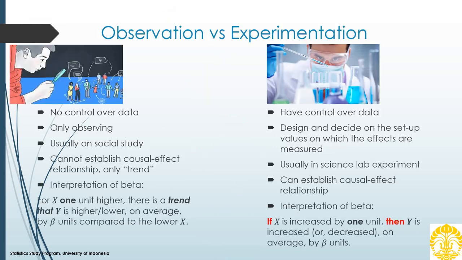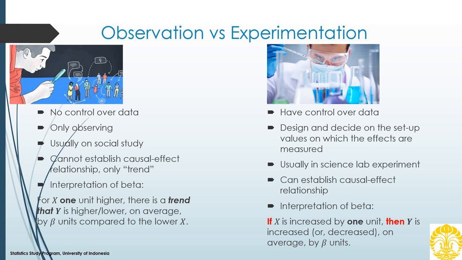Okay, so now we look at observation versus experimentation. What's the difference between these two types of data? I mean that this depends on how we collect them. For observation, we just observe and record what we see, which means we have no control over the data. We can't just assign, you do this and let's see what's the effect of doing that. We can't do that. Okay, so only observing.